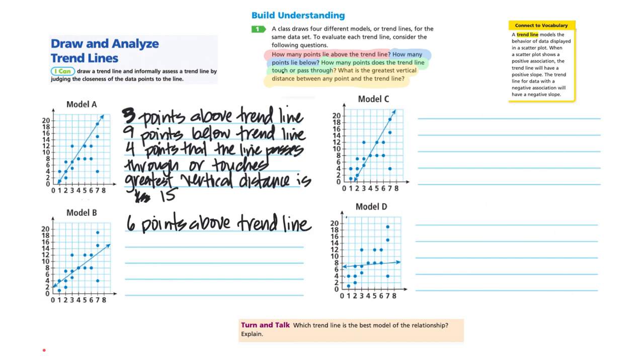And then if we look at below, 1, 2, 3, 4, 5, 6, 7. So we have 7 points below the trend line. And then if we're looking at how many points it passes through, we can say 1, 2, 3. So there are 3 that it touches or passes through.